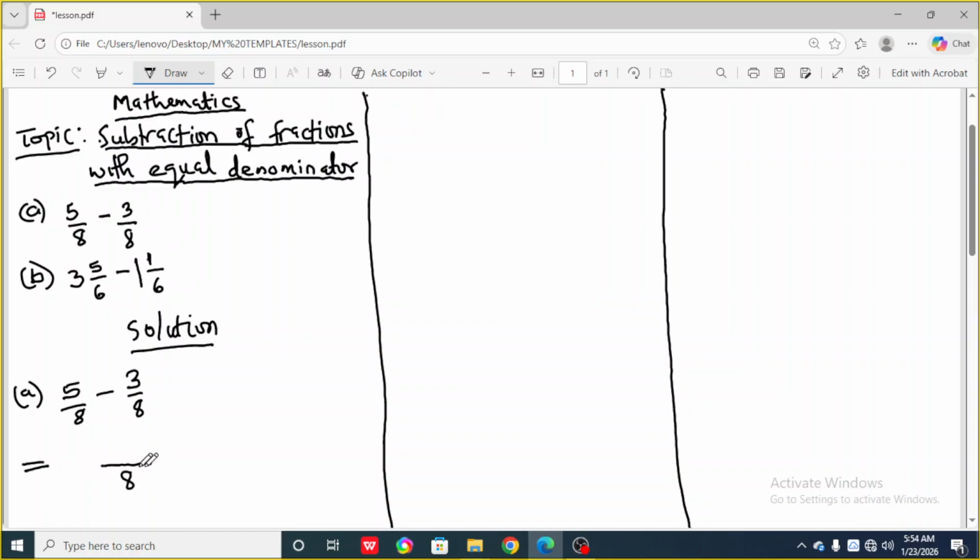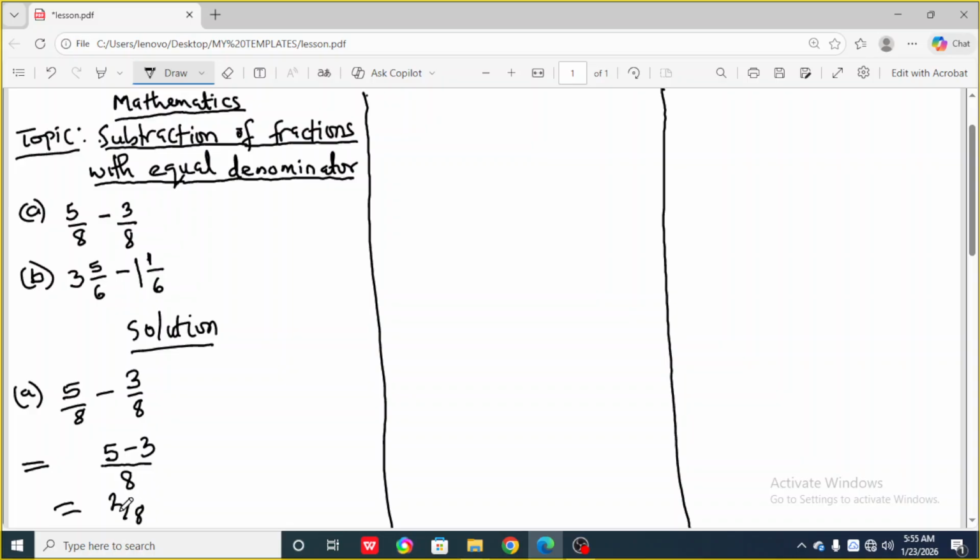You take 8, then what you do to the numerator, since it is subtraction that is in between them, you are going to write 5 minus 3 as it is. So when you do that, 5 minus 3, that is 2/8, and this is a fraction that can be reduced to its lowest term, because the numerator, which is 2, and the denominator, which is 8, has a common factor.